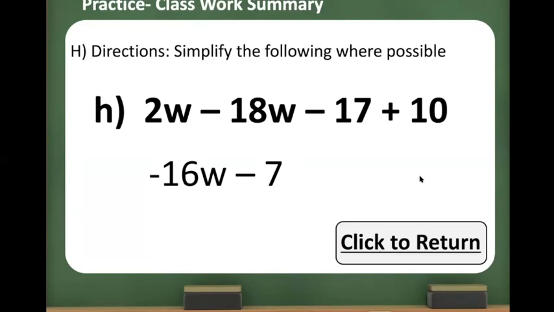-17 + 10. The signs are different, so we subtract. Anytime the signs are different, you subtract, and your answer will take the sign that's in front of the largest number. The largest number is 17, so we end up with -7. 17 - 10 = 7, and the largest number has a negative sign, so we have -7 as our answer.